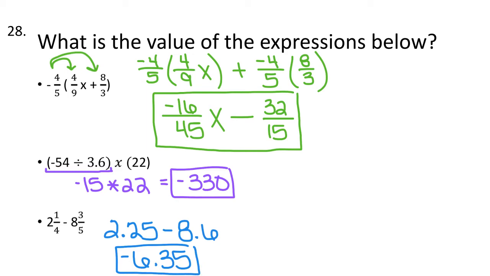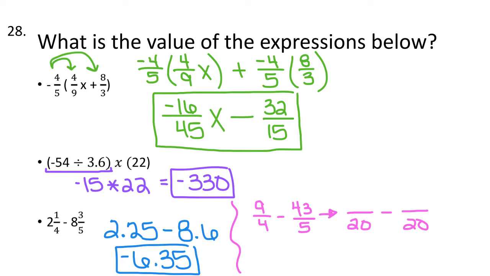Now, if you decided to do this problem as fractions, I'm going to do this one with you as well. And the first step that we would need to do is change 2 1/4 and 8 3/5 into improper fractions. 2 1/4 is equivalent to 9/4. And we're going to subtract from it 8 3/5, which converts to 43/5. In order to add or subtract fractions, we need to have a common denominator. And the common denominator between 4 and 5 is 20. So we're going to have denominators of 20.